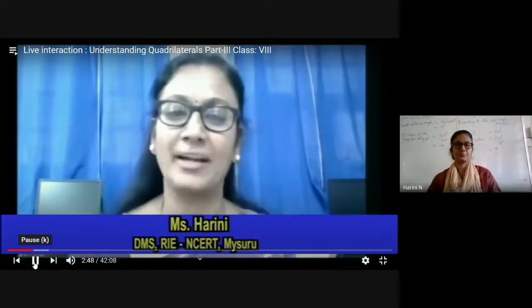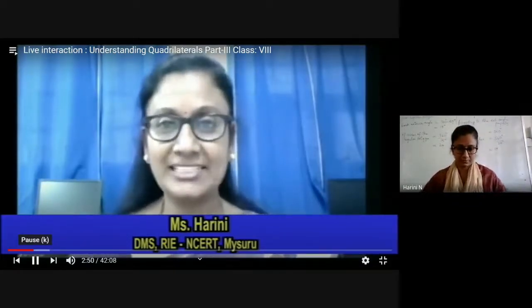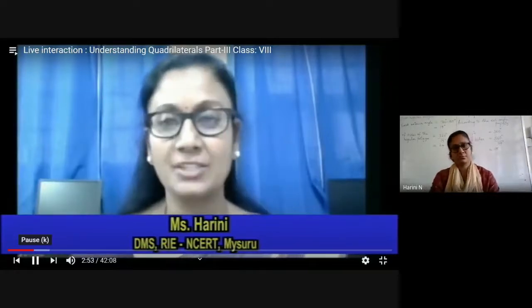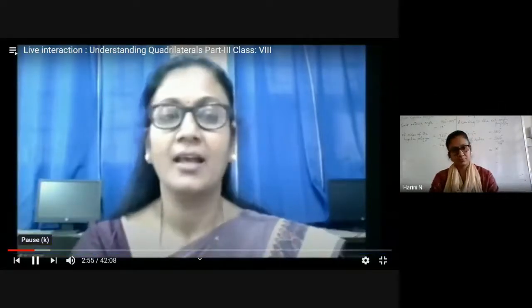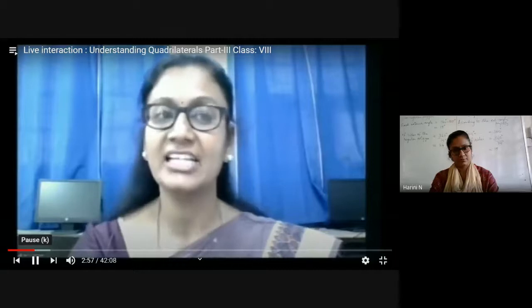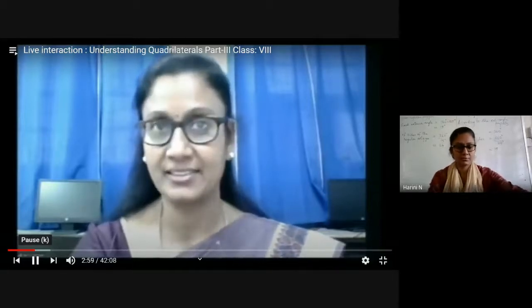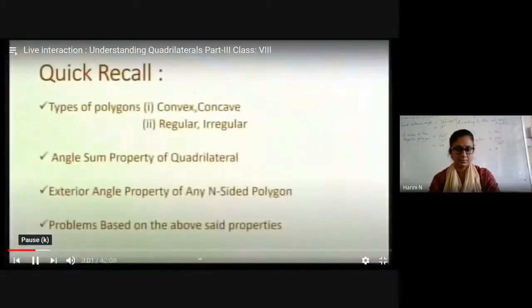Two sessions of quadrilaterals are already done, so I'll quickly sum up what was done in these two sessions. We had largely seen the types of polygons. There were two classifications: convex and concave polygons, and also regular and irregular polygons.